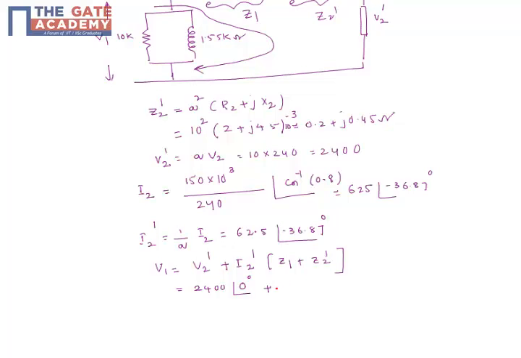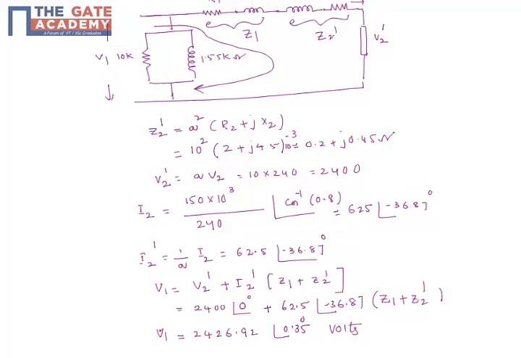So this is plus I2 dash, which is 62.5 at an angle of minus 36.87, into, we just substitute the values of Z1 and Z2 dash. And if you simplify this, you'll get a value of 2426.92 at an angle of 0.35 degrees volts. This is V1.